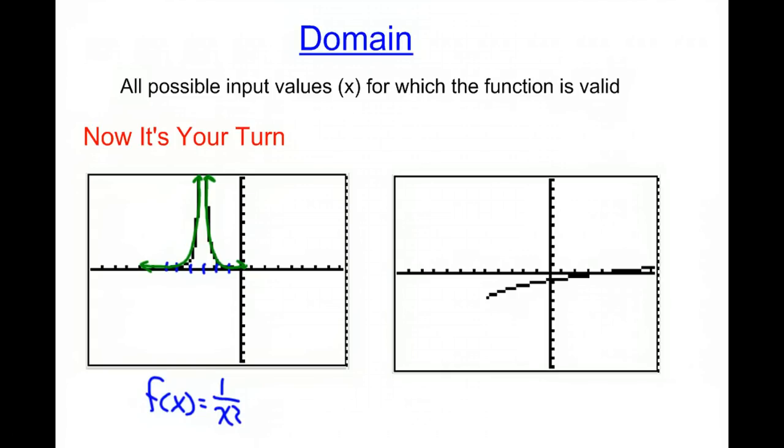And over on the right, we have the parent function, f of x equals the square root of x. We have our -1, -2, -3, -4, -5, -6, -7. And our line goes from here over and continues on.